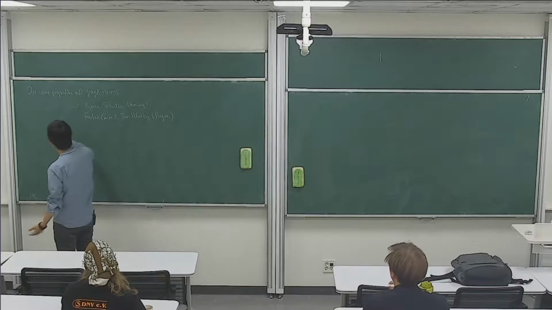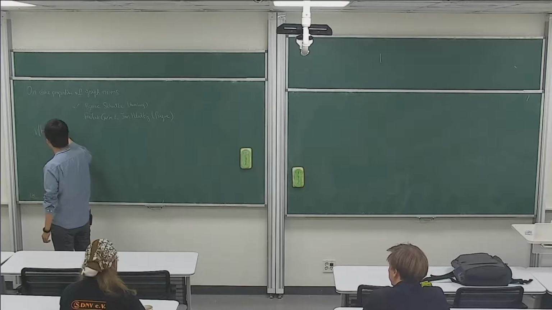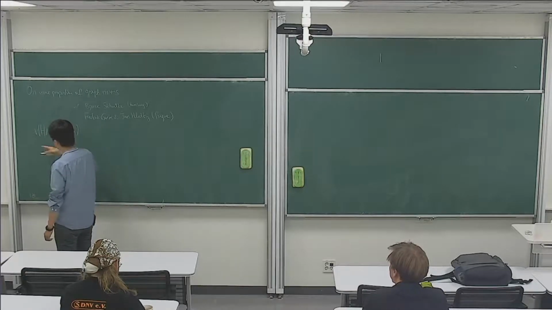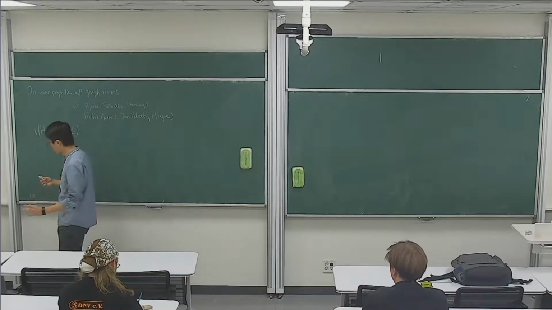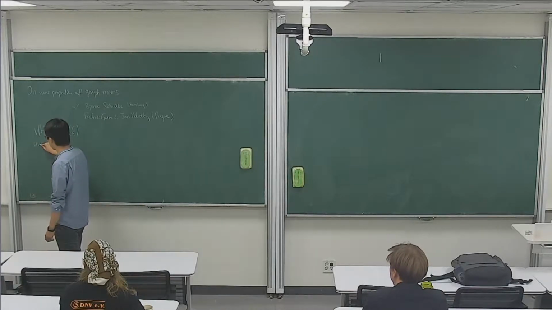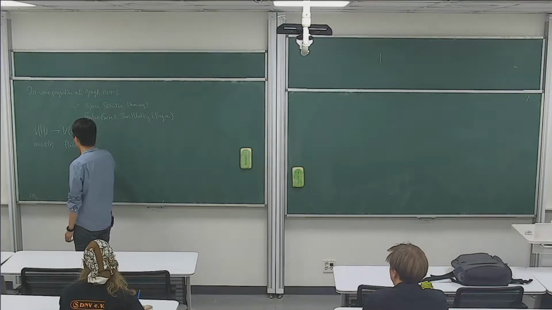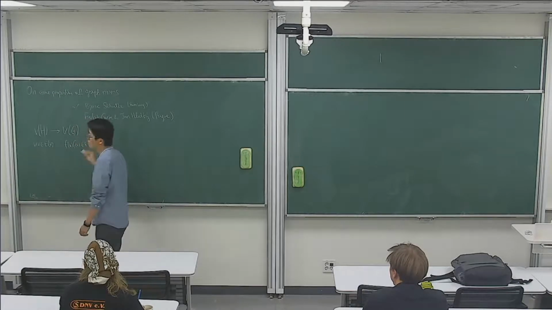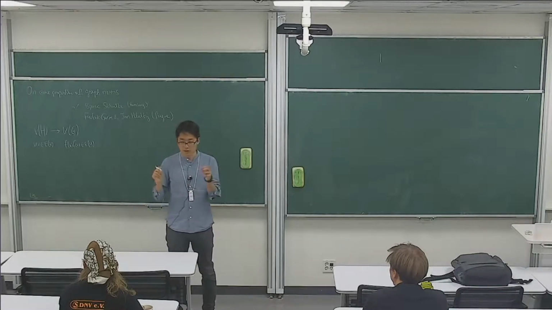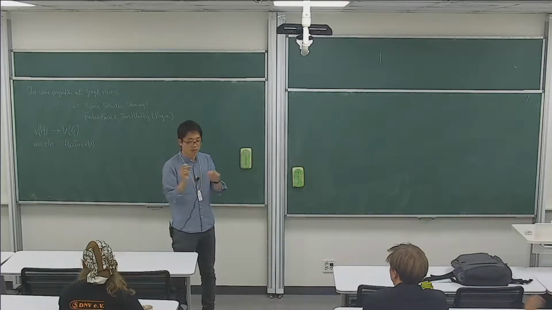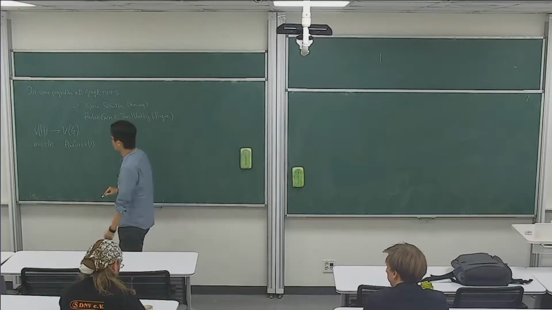Let me start by defining the graph homomorphism. A graph homomorphism is a vertex map, which means a map between the vertex sets of two graphs that preserves adjacency, which means whenever UV is an edge in H, then f(U)f(V) is an edge. And it's not necessarily injective. We allow some degeneracy, which means two distinct vertices can be mapped to a single vertex. Okay, so that's the definition of graph homomorphism.